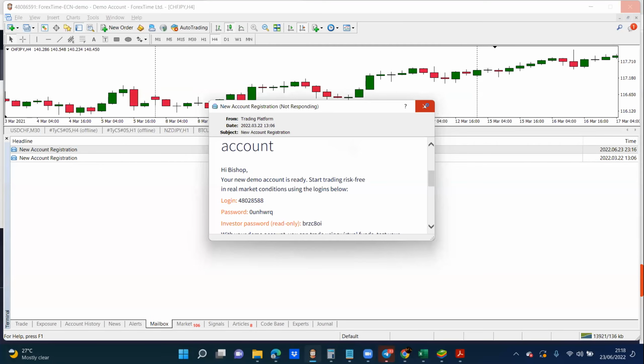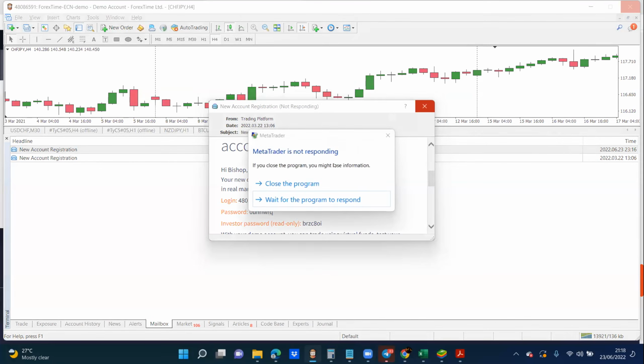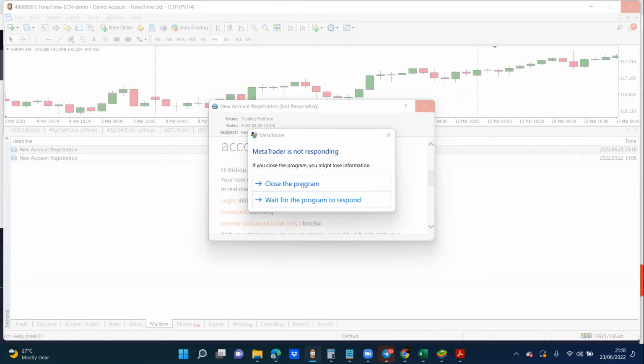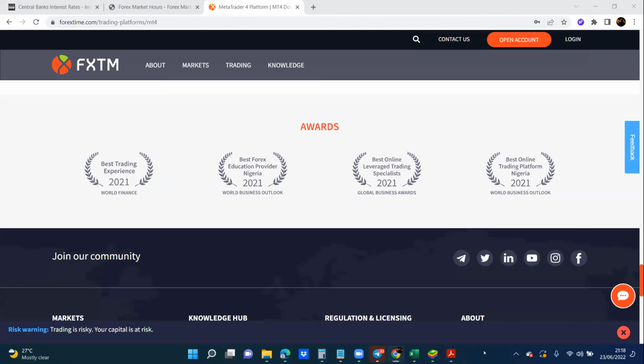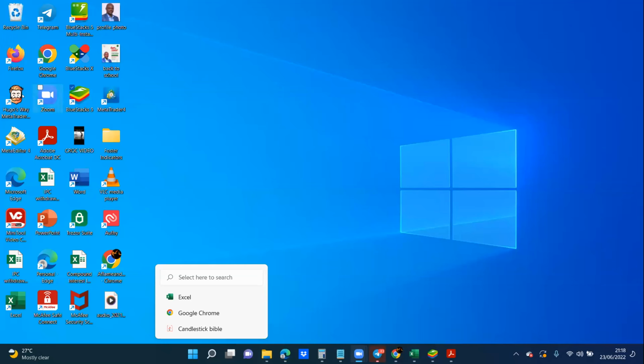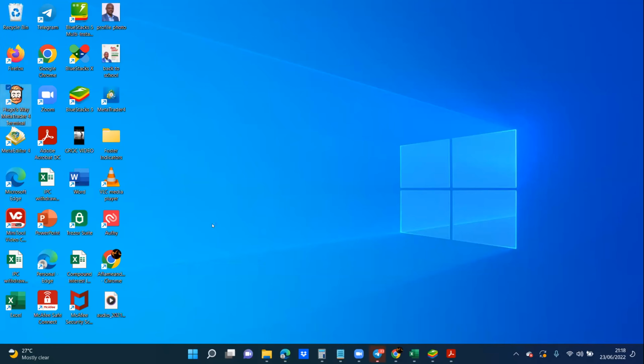Let's close this and see. I don't know if they are not responding. Close program instantly. Close it and let's restart again. Great. All right, so I'm calling my MT4 again. Let's wait for it to pop up. It should be done in some minutes.